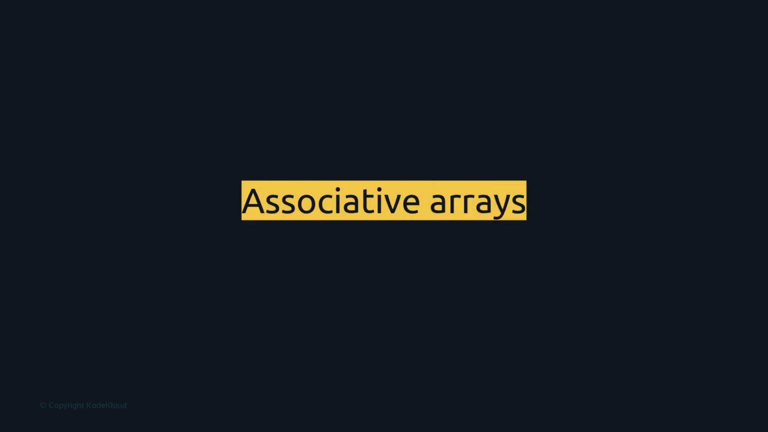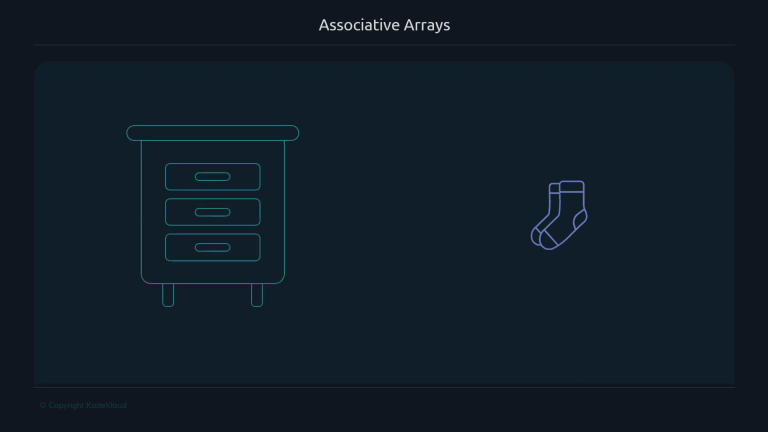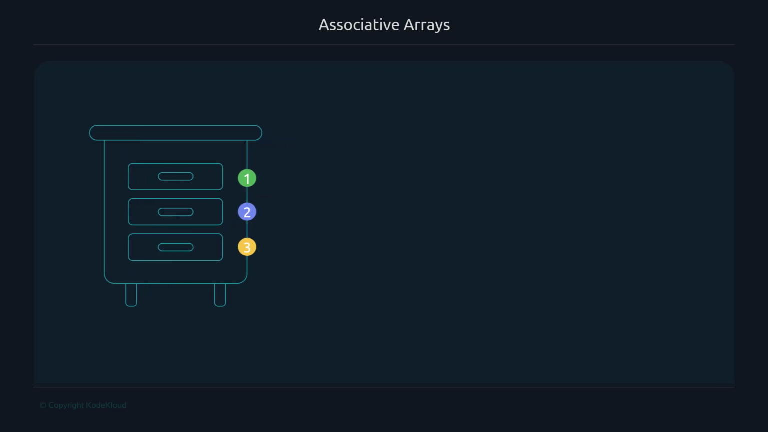This lecture is about associative arrays. To understand associative arrays, think about the following socks analogy. Imagine that you're getting ready for work and you want to get your socks from the third drawer of your chest drawer. In this analogy, the chest drawer is like an array that can store multiple pieces together, which can be accessed by an index number.